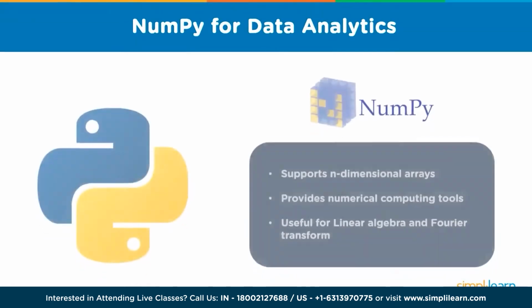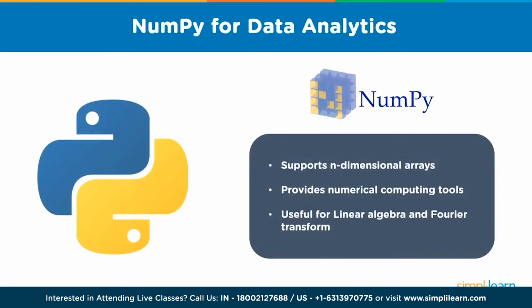So NumPy supports n-dimensional arrays, provides numerical computing tools useful for linear algebra and Fourier transform. And you can think of this as just a grid of numbers. And you can even have a grid inside a grid, or data. It's not even numbers, because you can also put words and characters and just about anything into that array. But you can think of a grid, and then you can have a grid inside a grid, and you end up with a nice 3-dimensional array.